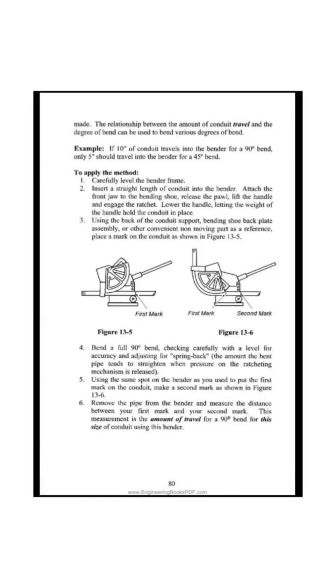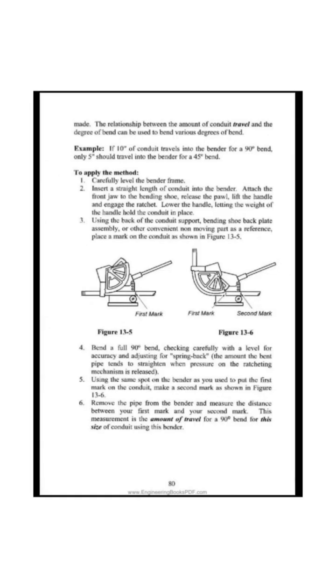To apply the method: 1. Carefully level the bender frame. 2. Insert a straight length of conduit into the bender. Attach the front jaw to the bending shoe, release the pawl, lift the handle and engage the ratchet. Lower the handle, letting the weight of the handle hold the conduit in place.